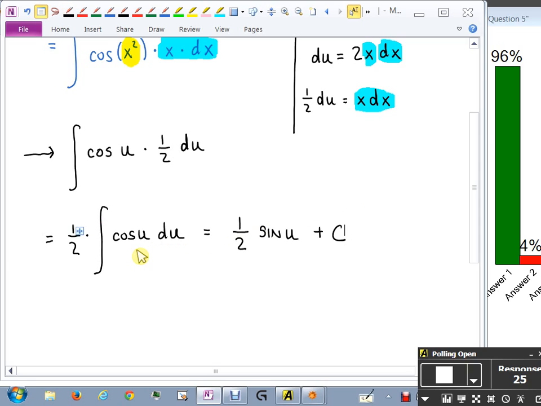So when I actually took the antiderivative from this step to this step, what went away? The integral sign went away, du went away, and the cosine u was replaced with its antiderivative, and I tacked a plus c on the outside. So are we there? Oh, go ahead.